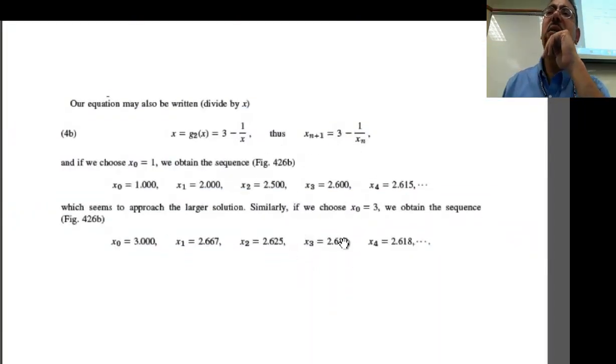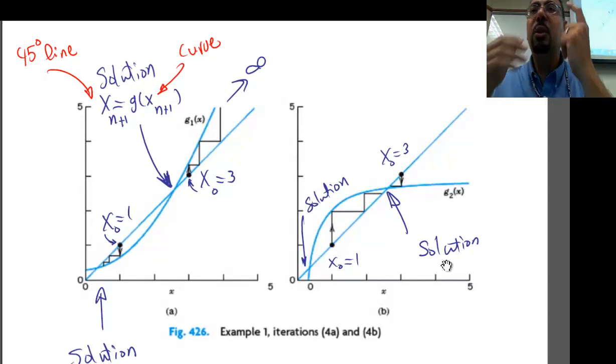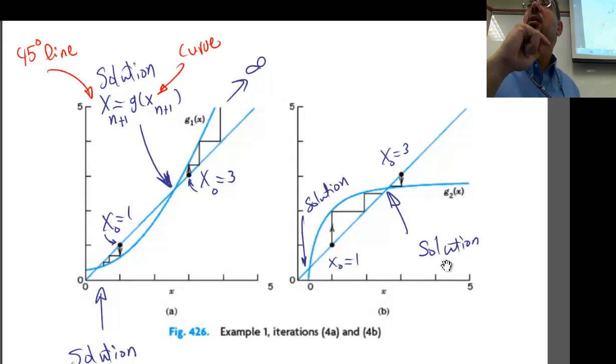And so here is a nicer version of the same slide. And you can see it converges whether you start with 1 or you start with 3. So what is the secret? Why do they sometimes converge and sometimes not converge? Graphically, this is what's going on.